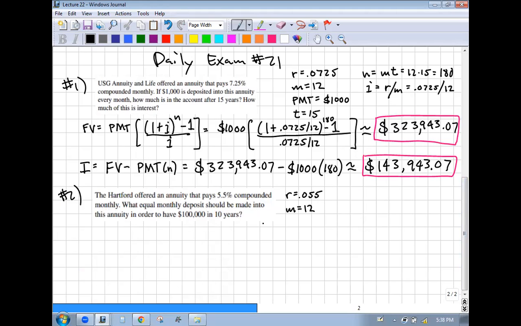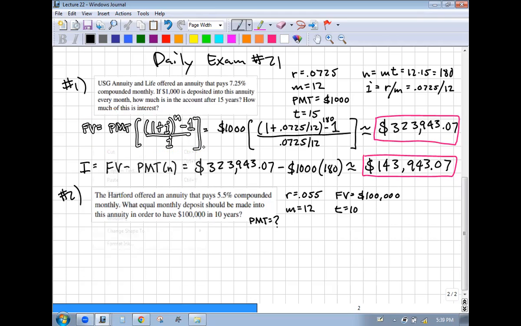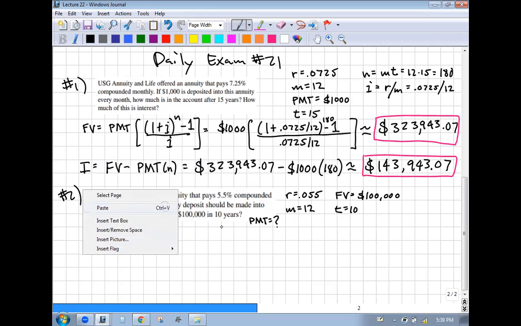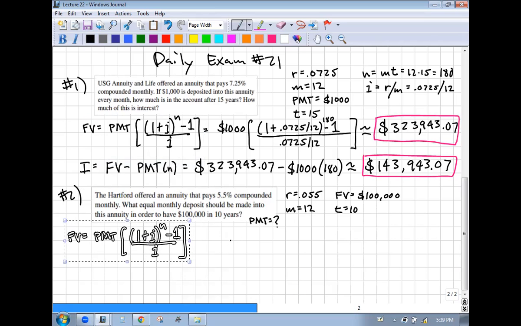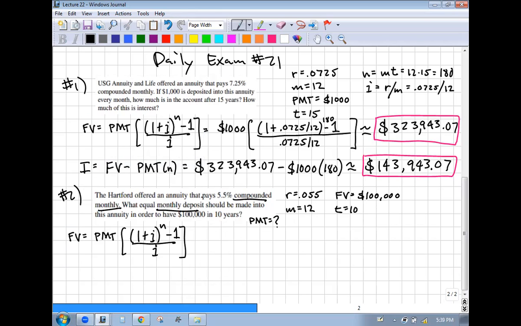So what is the PMT? What is the payment in order to have a future value of $100,000 in 10 years? All right, well, we use this same formula, okay? But see, it's an ordinary annuity because it's compounded monthly and we're making monthly payments.